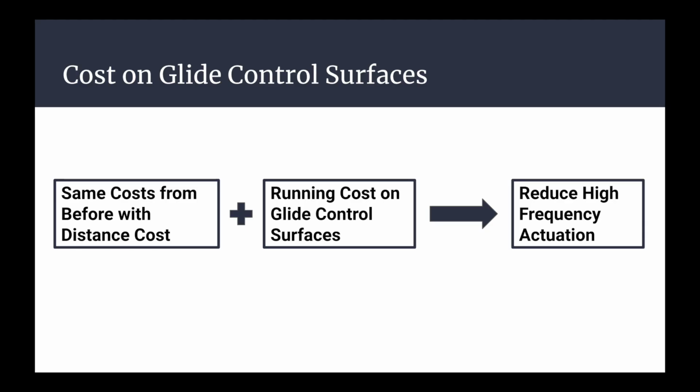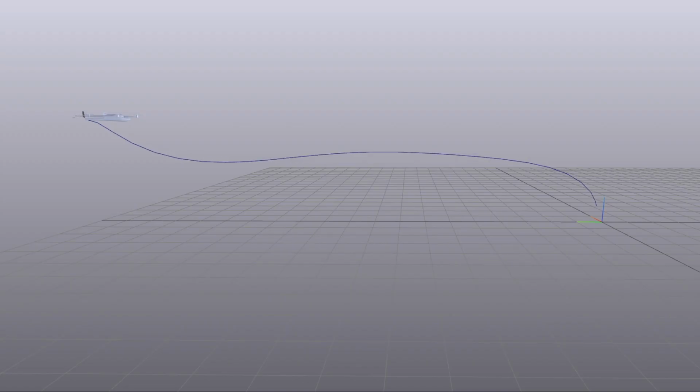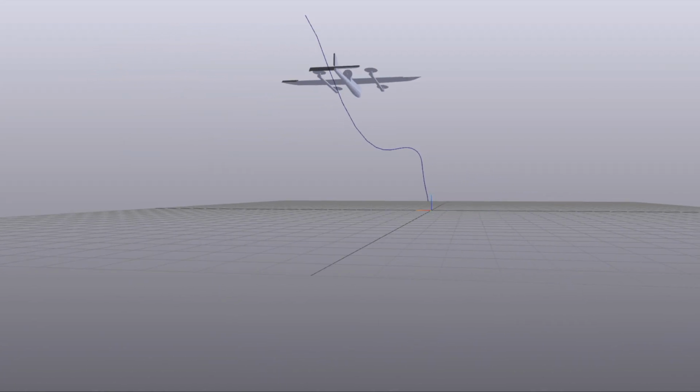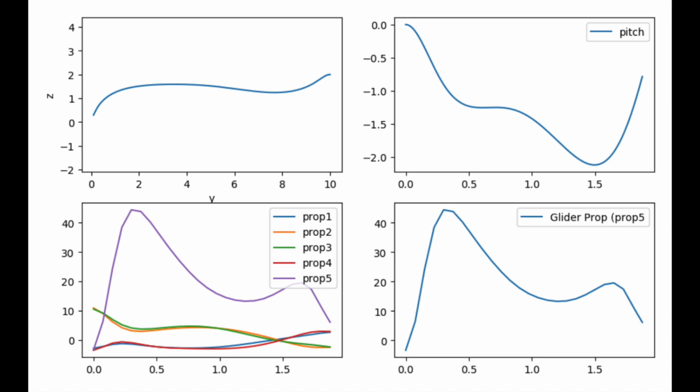In complete frustration, we decided to add additional running costs to the control surfaces used for gliding, so that we might be able to reduce the high-frequency control surface movements during stable flights. This suddenly resulted in significantly faster solve times, as well as much smoother trajectories. The propeller inputs and solution trajectory were much smoother after this change.